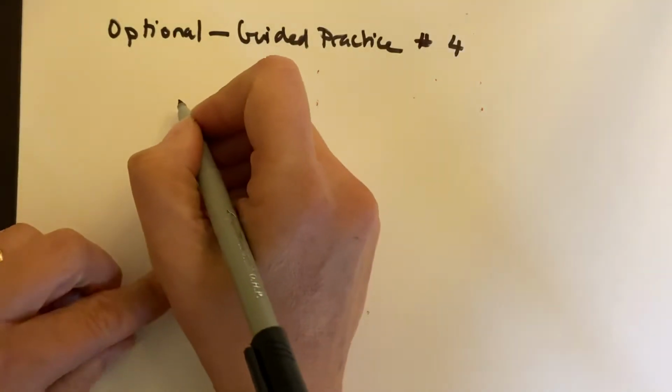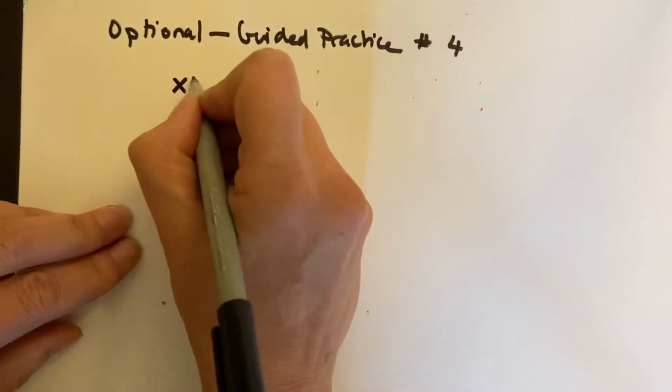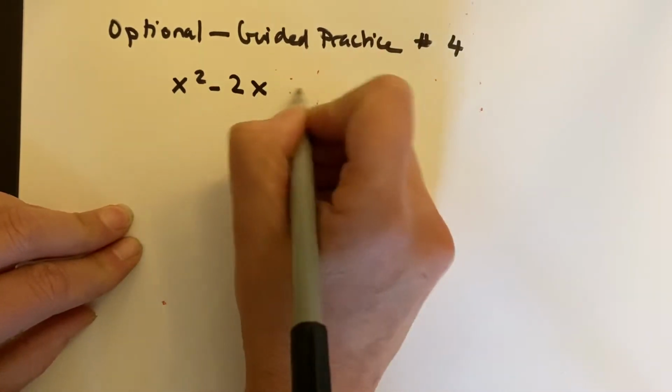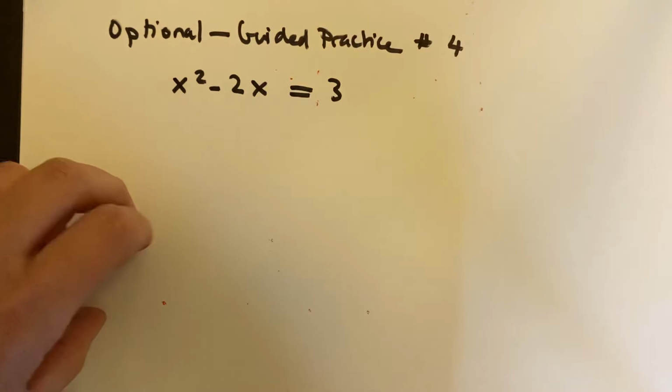Okay, let's do guided practice number 4, exactly the way I just did it in the example. x squared minus 2x equals 3.